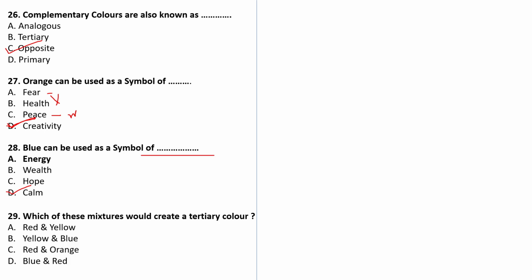Now, which of these mixtures would create a tertiary color? Red and yellow? No. Yellow and blue? No. Blue and red? No. Red and orange? Yeah. So C is the answer.